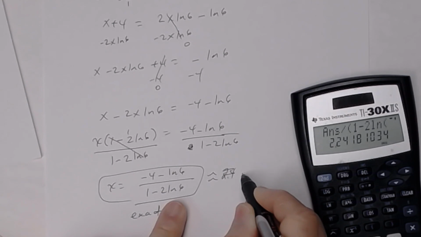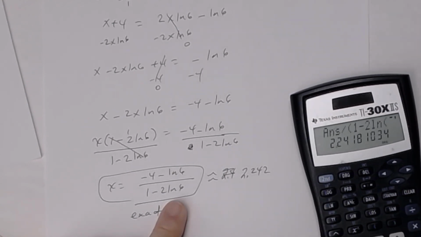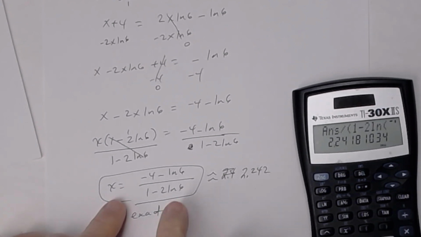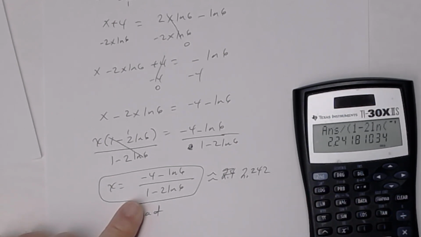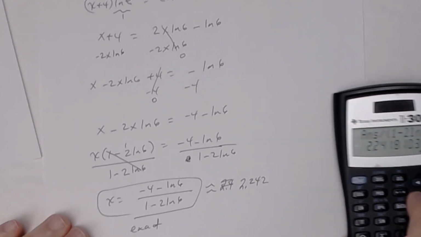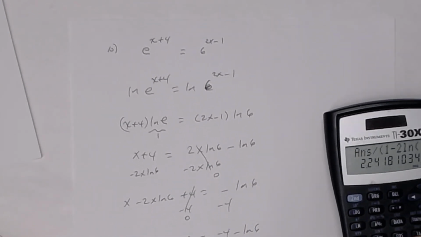Oops, let's do it again. 2.242. Okay? All right, so notice I had to put parentheses here in the denominator when using a calculator. So do the best you can remembering that. You have to remember that. All right, and so that was it.